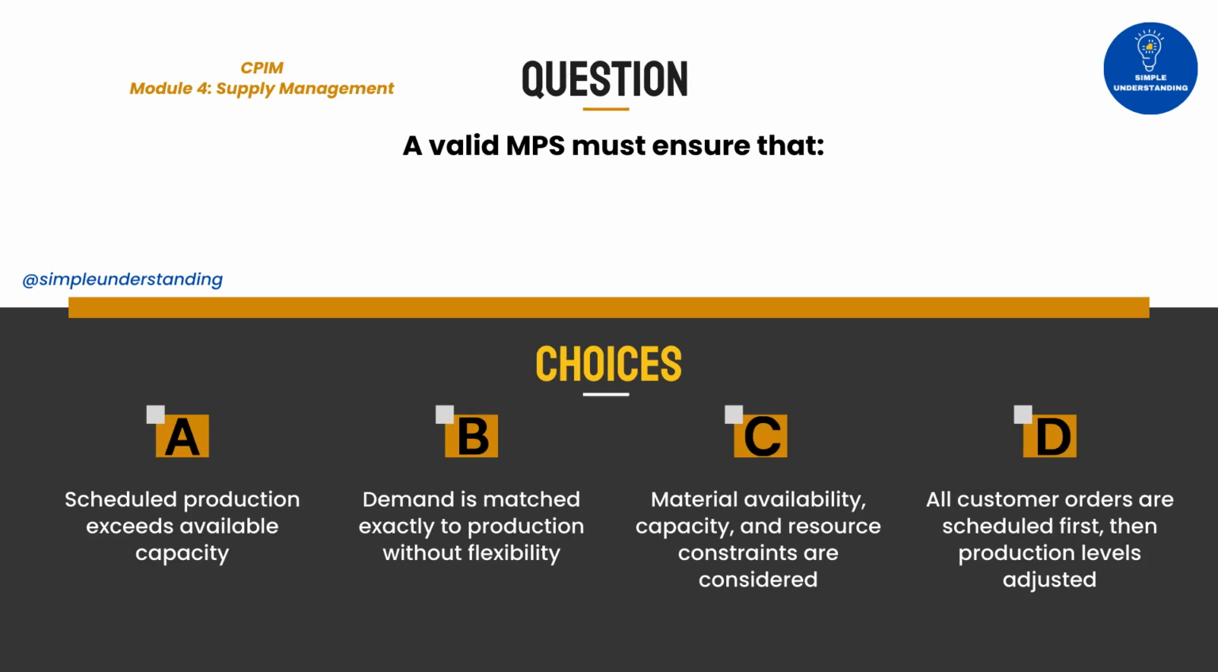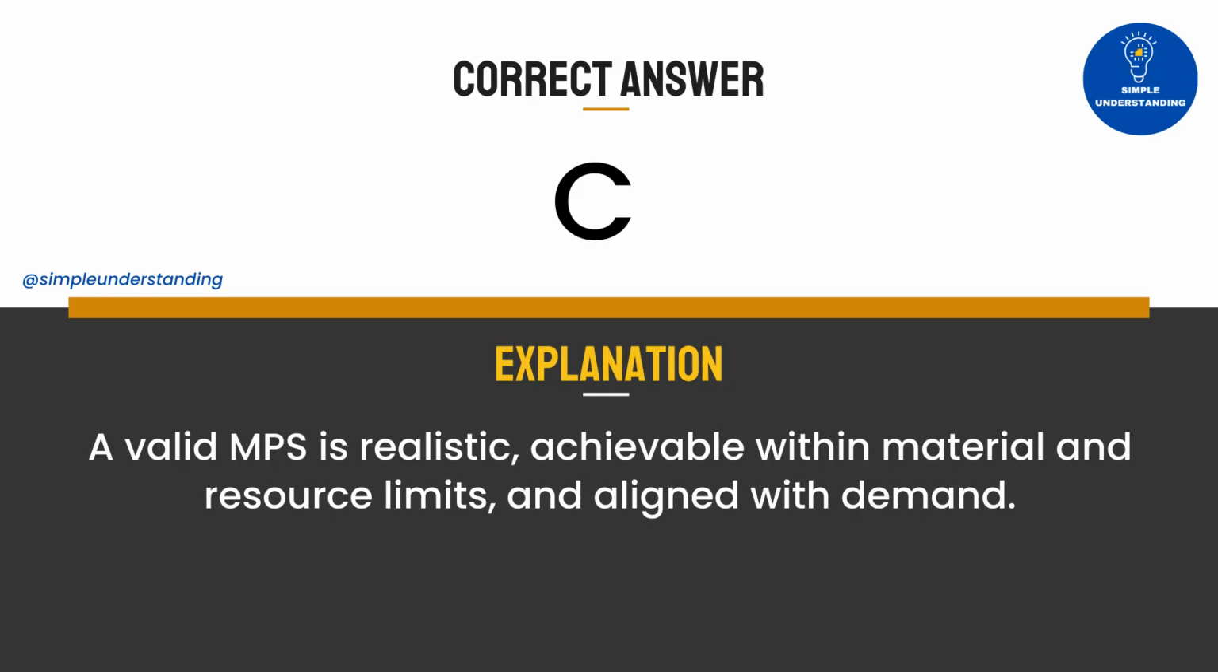Question 2. A valid MPS must ensure that A. Scheduled production exceeds available capacity. B. Demand is matched exactly to production without flexibility. C. Material availability, capacity, and resource constraints are considered. D. All customer orders are scheduled first, then production levels adjusted. Correct answer. C. Explanation. A valid MPS is realistic, achievable within material and resource limits, and aligned with demand.